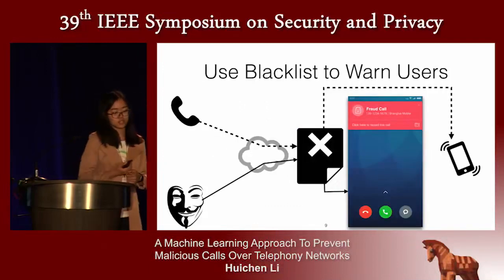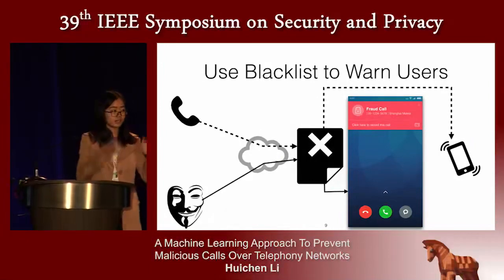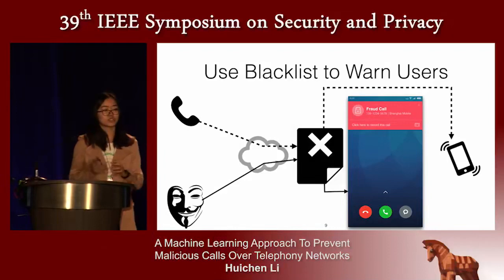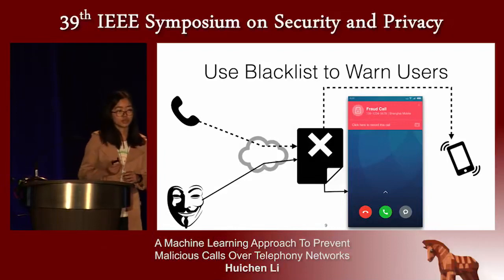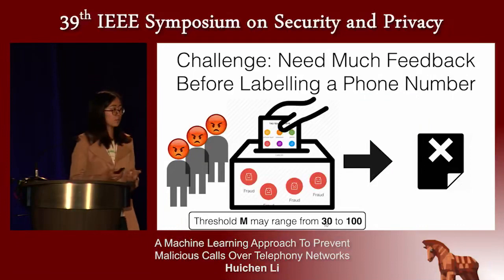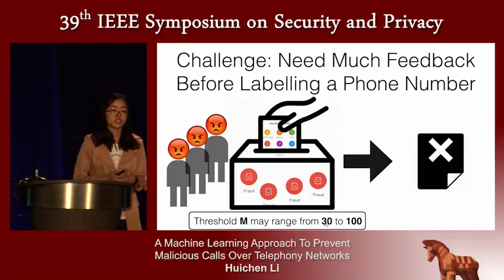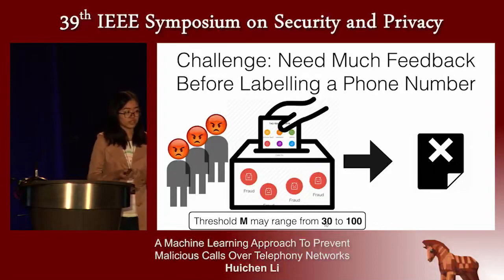After we generate a blacklist, if a phone number in the blacklist calls any other users again later, we will just either block that call or warn the user. This approach is simple and effective, but there is one major challenge. That is, we want to avoid false positives.